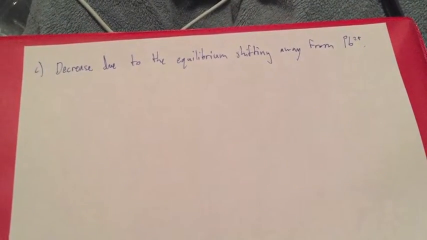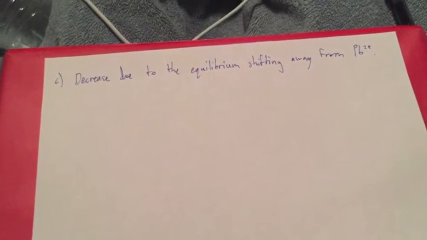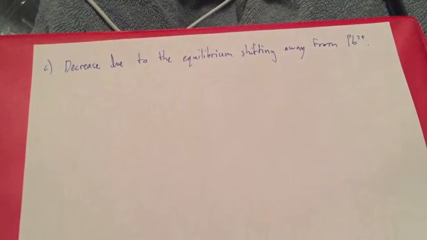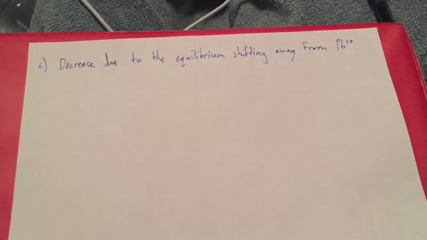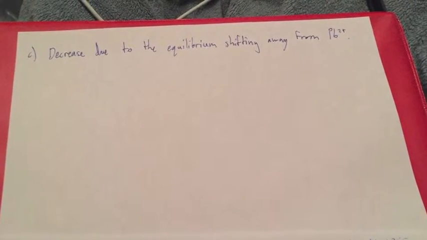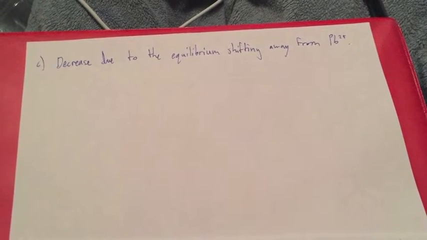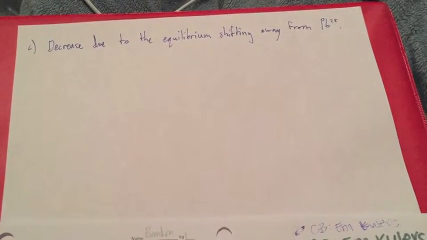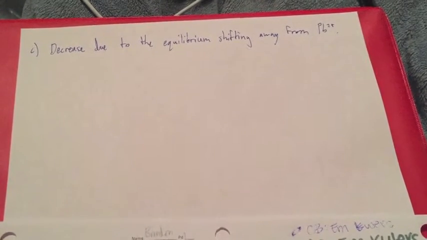In part C, we are asked if the molar concentration of Pb2+ would increase, decrease, or stay the same if solid NaI was added to PbI2. So the answer would be decrease due to the equilibrium shifting away from the Pb2+, because whenever you add in the NaI to PbI2, you're just increasing the amount of I- in PbI2, and so the equilibrium shifts away from Pb2+.